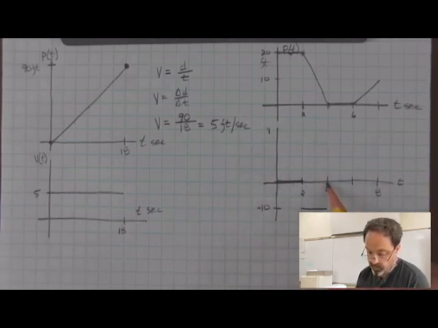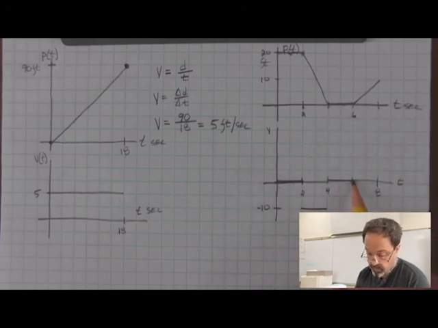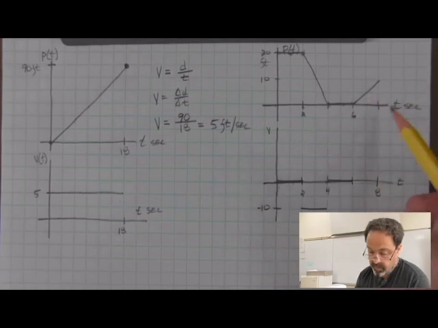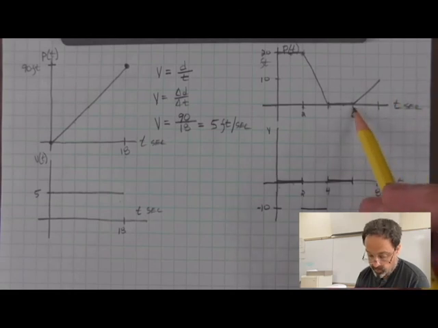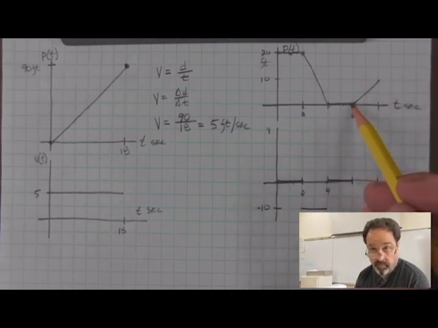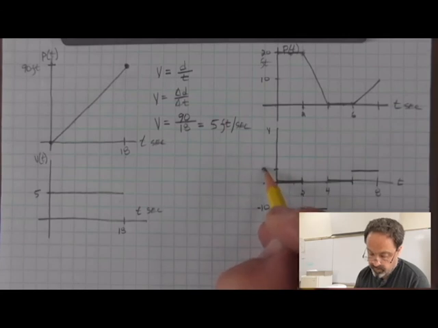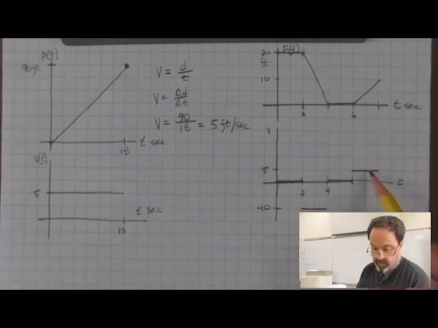On the interval from 4 to 6, we again have a 0 velocity to reflect the 0 slope, no change in position on that interval. On this last piece, we have a rise of 10 positive and a run of 2. 10 over 2 reduces to 5 over 1, and the velocity is positive because we're rising at a rate of 5 feet per second on that interval.